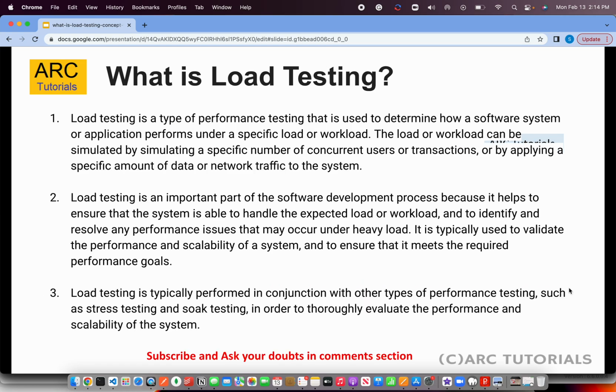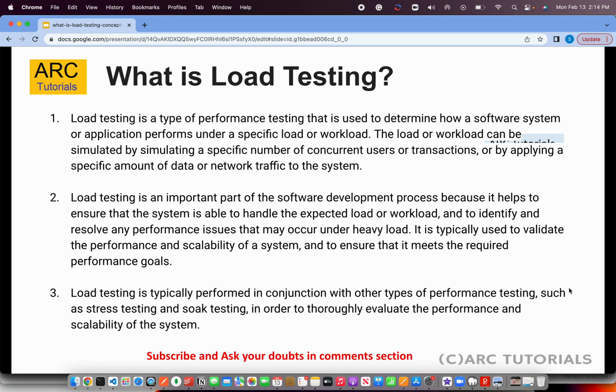Load testing is a type of performance testing that is used to determine how a software system or application performs under a certain specific load. Now this load can be of multiple types, for example, simulating a number of concurrent users at a given time, or a number of transactions, searches, number of products added to a cart, or payment, etc. This is also applicable based on different networks or different amounts of traffic that is sent.